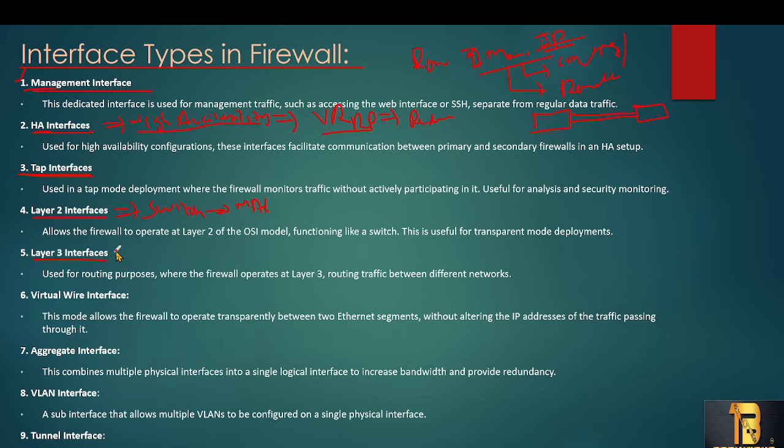Okay, in the same way, if you configure one interface as an L3 interface. We are going to mostly use the L3 interface only, because the devices that are connecting to our firewalls are L3 devices, or maybe our PCs. So mostly we are going to use the L3 interface. Whenever you configure one specific interface as L3, it will be acting as a router.